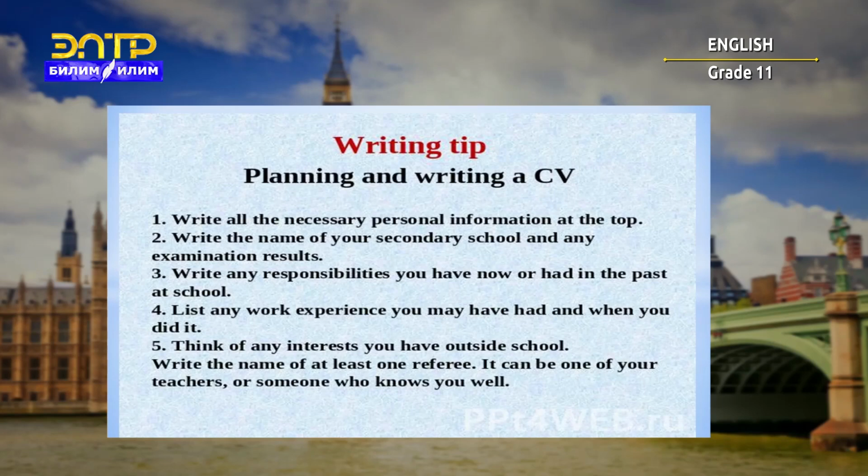Planning and writing a CV. Write all the necessary personal information at the top. Write the name of your secondary school and any examination results. Write any responsibilities you have now and had in the past at school. List any work experience you may have had and when you did it. Think of any interests you have outside school. Write the name of at least one referee. It can be one of your teachers or someone who knows you well.